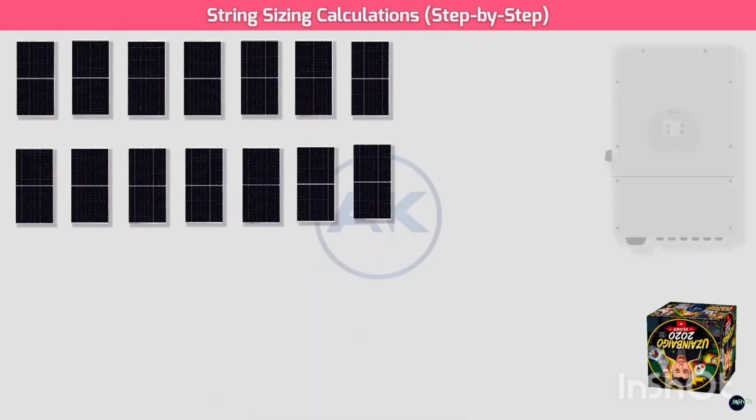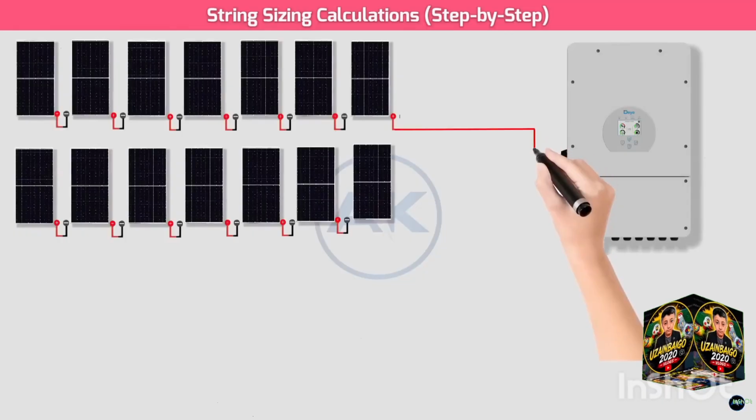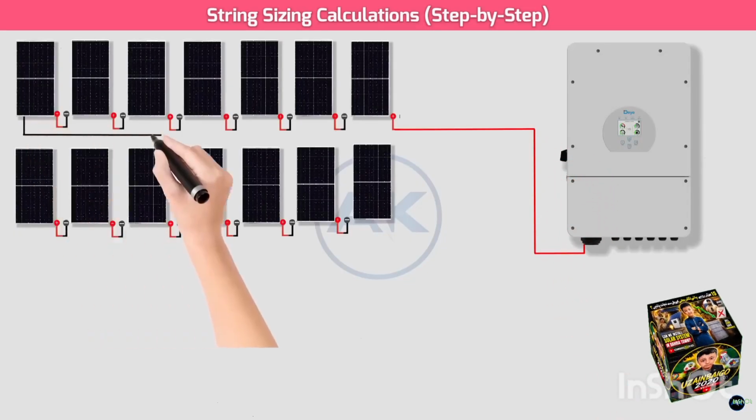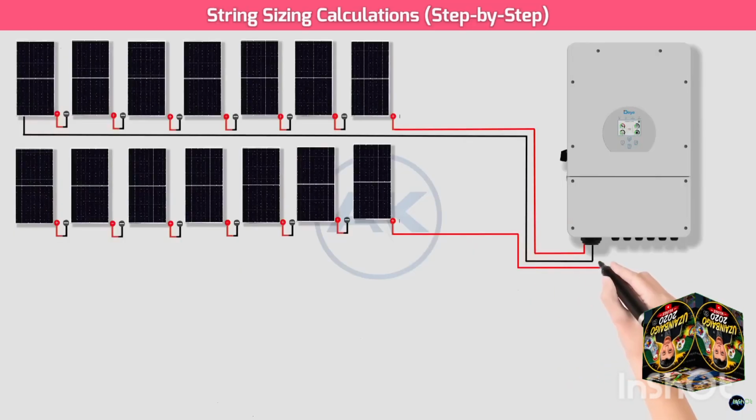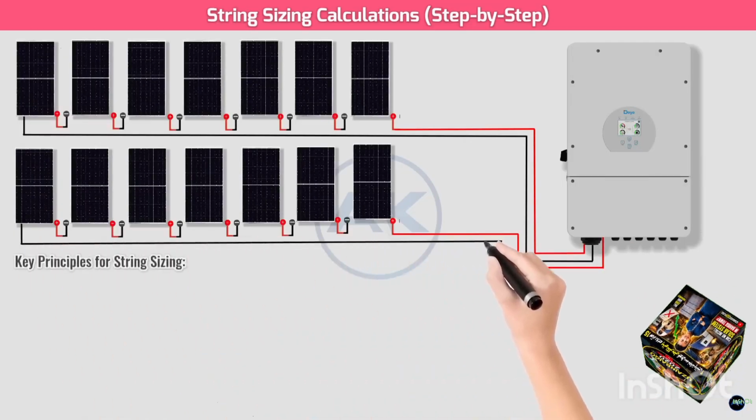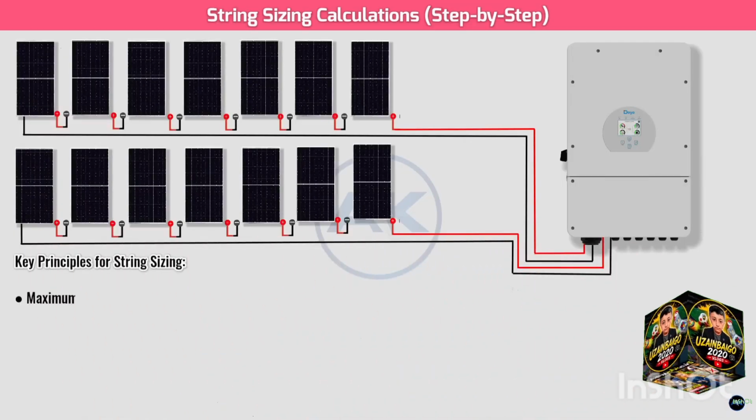String sizing calculations, step by step. We determined earlier that you need 14 panels, 8190 watts total. Now we need to arrange these 14 panels into strings for the inverter's MPPTs. Key principles for string sizing: maximum string voltage, safety check.